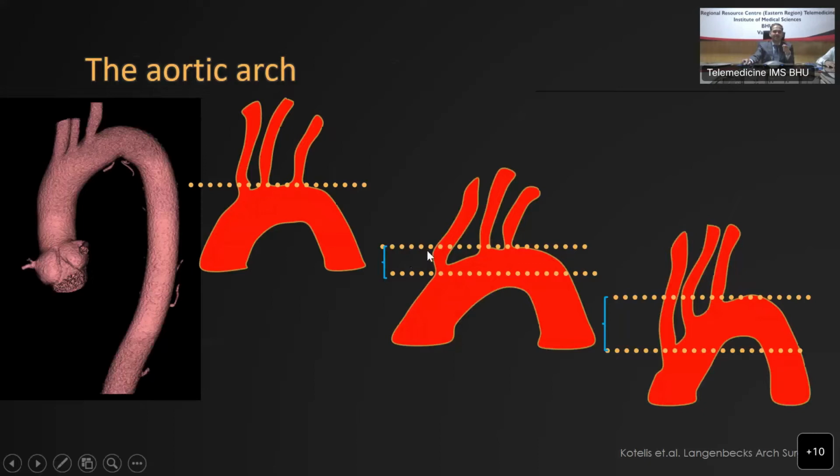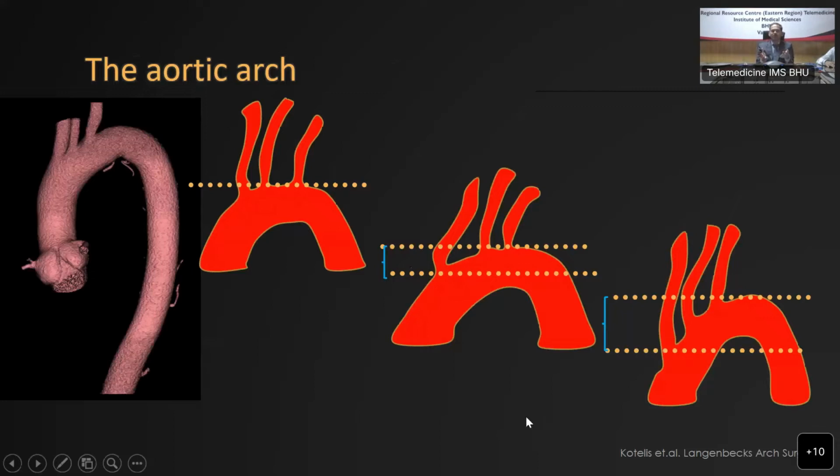If this distance is less than 1 lumen diameter of the brachiocephalic artery, then it is type 1 arch. If it is between 1 to 2, then it is type 2 aortic arch. And if it is more than 3 lumen of the brachiocephalic, then it is called type 3 arch.